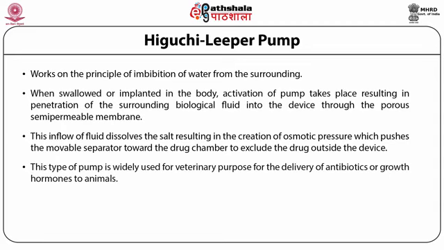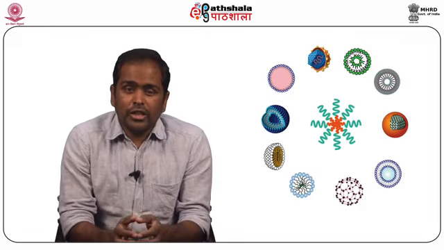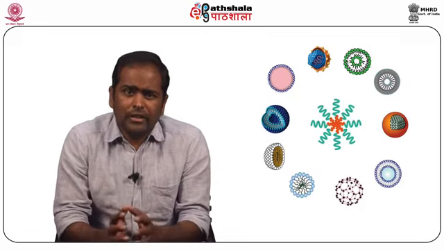Okay, so this type of pump is widely used for veterinary purposes because of its size. Okay, this is really bigger. Mostly they are used for antibiotic delivery or growth hormone delivery to animals. Due to the absence of an imbibed water chamber, this device is less susceptible to microbial contamination. That is a good point with this kind of device, and therefore its shelf life or expiry life is long enough.